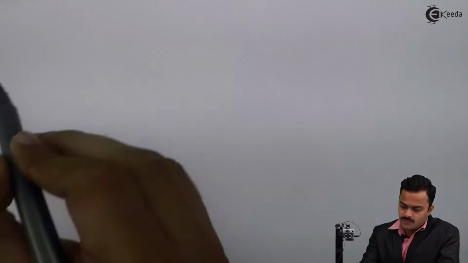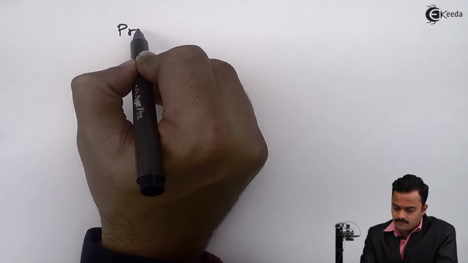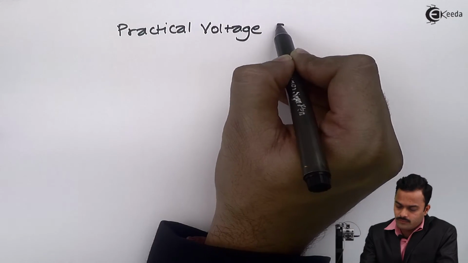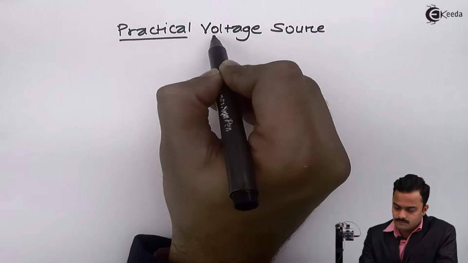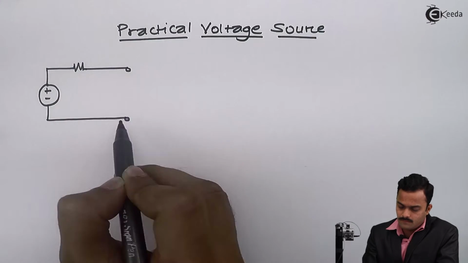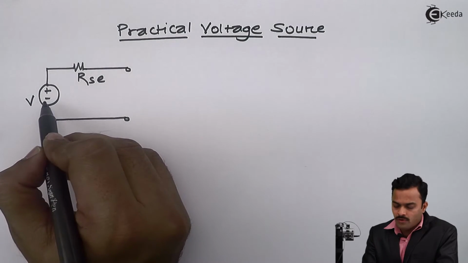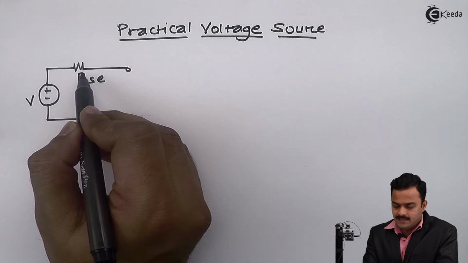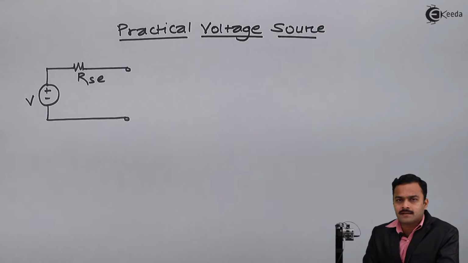Hello friends, in this video we are going to see a practical voltage source and how it is different than that of an ideal voltage source. So let's take a simple circuit. The heading is practical voltage source. It's a voltage source along with a small resistance connected in series, which is forming a practical voltage source.